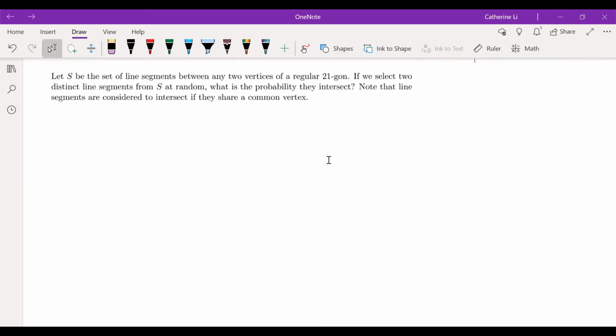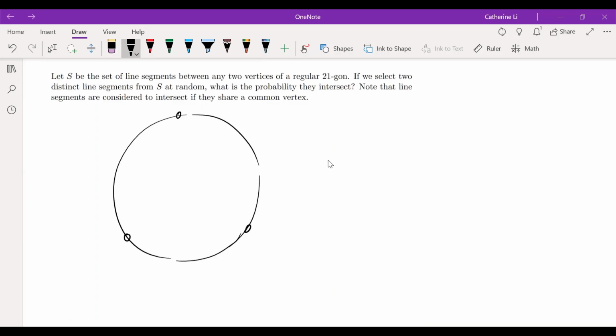Yeah, so for this question, we have a regular 21-gon, and we're looking at the set of line segments between any two vertices of this polygon. If we select two distinct line segments from this set randomly, we're finding the probability that they intersect. So if we have 21 points, 1, 2, 3, 4, 5, 6, 7.